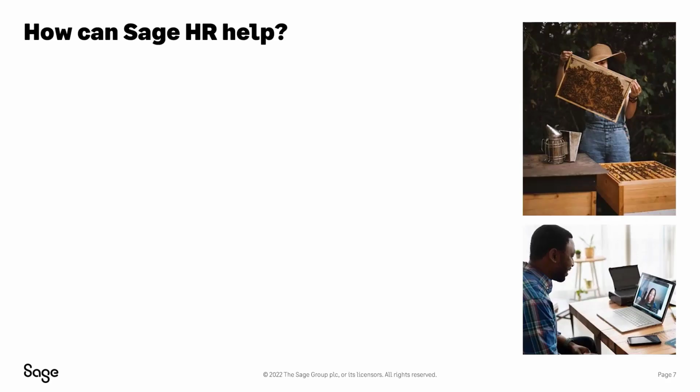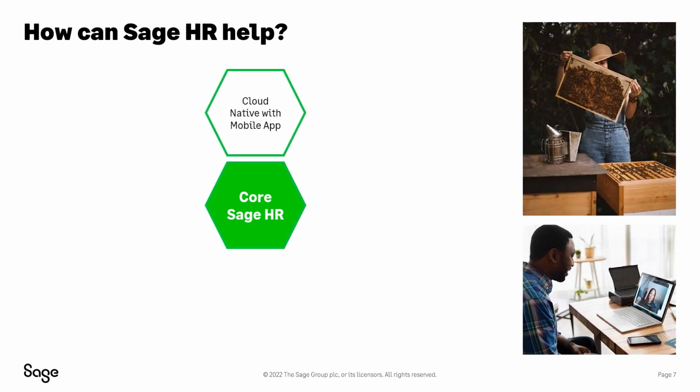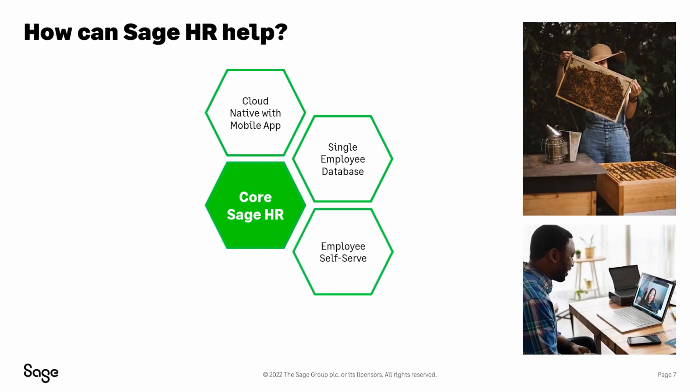So how can Sage HR help? Well, it's a cloud-native, scalable, and easy-to-use solution designed for all sizes of companies from small to large. It'll provide a single employee database or single source of truth that should help you set up the HR basics. With employee self-service, you'll be able to empower your employees, which in turn should reduce the number of employee queries and, of course, HR admin processes.